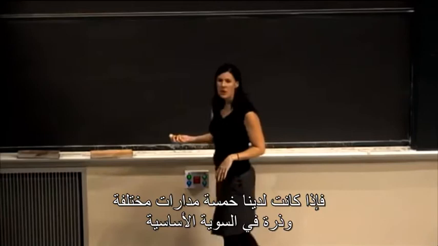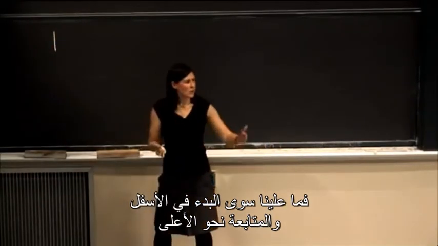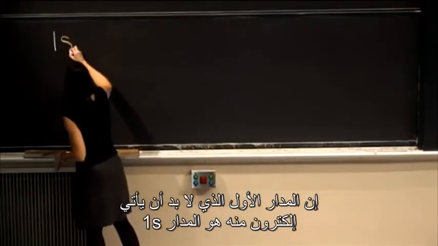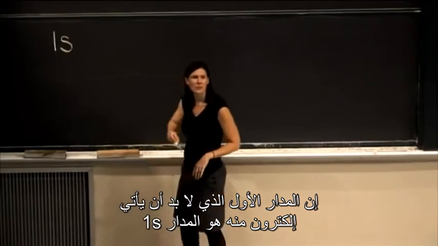So if we're talking about 5 different orbitals and a ground state atom, we know that we just need to start at the bottom and work our way up. So our first orbital that an electron must be coming from is the 1s. What comes after that?